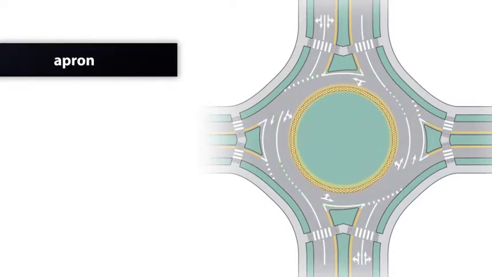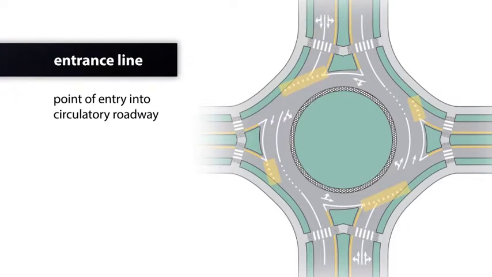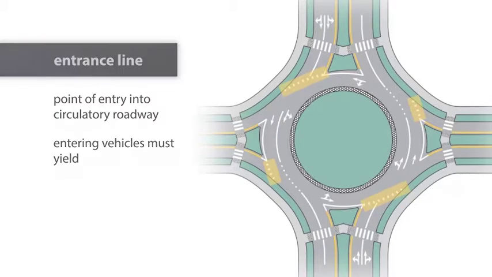And the truck apron is a traversable portion of the central island adjacent to the circulatory roadway that may be needed to accommodate the wheel tracking of large vehicles. An apron is sometimes provided on the outside of the circulatory roadway as well. The entrance line marks the point of entry into the circulatory roadway. This line is physically an extension of the circulatory roadway edge line, but functions as a yield or giveaway line in the absence of a separate yield line. Entering vehicles must yield to any circulating traffic coming from the left before crossing this line into the circulatory roadway.